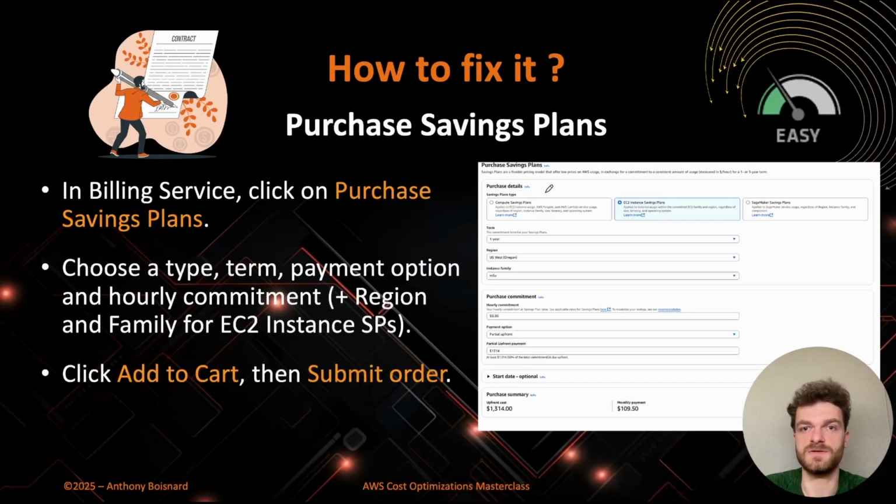To fix it, you simply have to purchase the savings plans. So this is really easy. Click on Purchase Savings Plans. You choose a type, term, payment option, hourly commitment, region and family, also for EC2 instance savings plans. And then you click to add to cart, and you have to validate your cart by submitting the order.